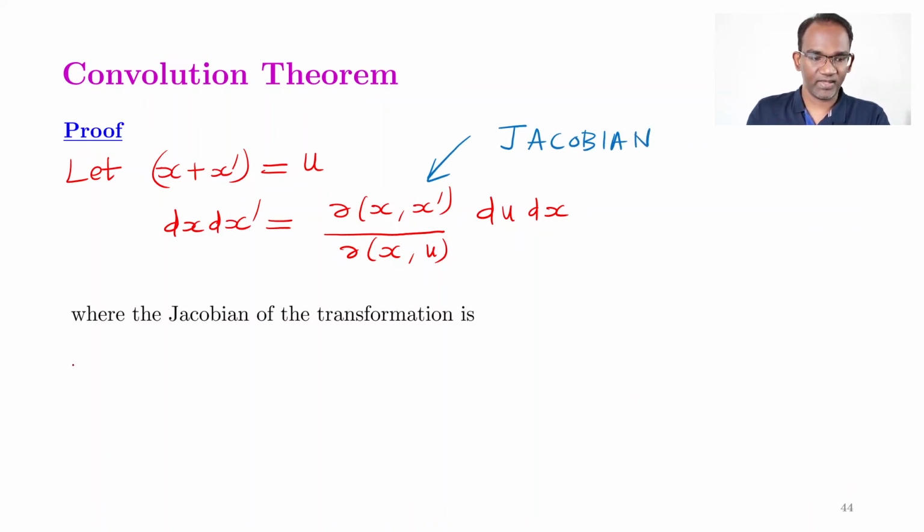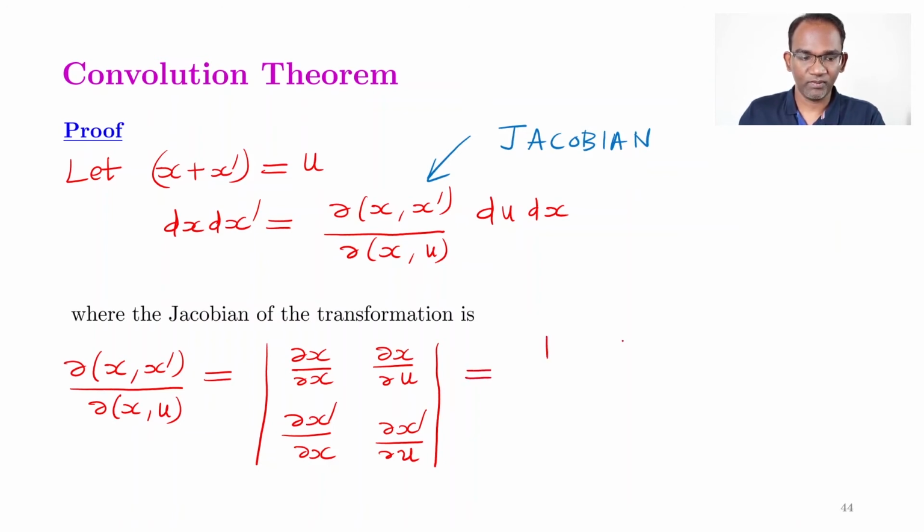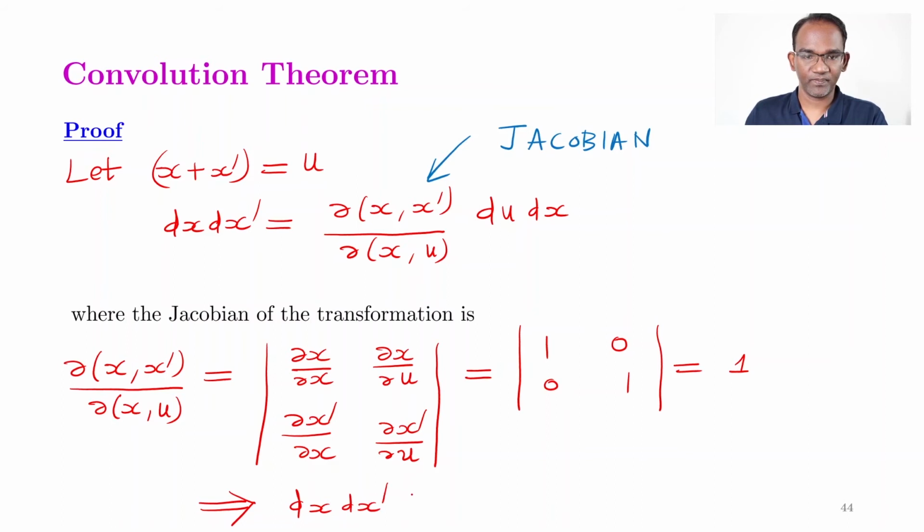The Jacobian is defined to be ∂(x, x′)/∂(x, u), the matrix with entries ∂x/∂x, ∂x/∂u, ∂x′/∂x and ∂x′/∂u. We take the determinant of that, and this will be equal to the determinant of the matrix with rows 1 0 and 0 1, and this will be equal to 1. So this gives us dx dx′ equal to du dx.